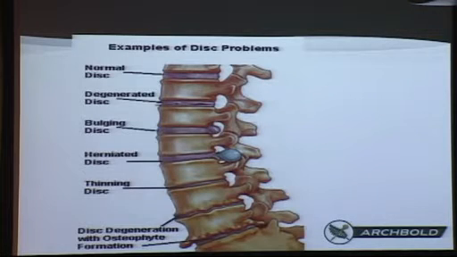Here's a side view of what the disc looks like. You can see a normal disc up here. See, this is starting to degenerate. Remember, these are the shock absorbers. Bulging disc right here. A herniated disc. That one's losing its cushioning ability. And these show more of the chronic changes over time. You see the sort of rattiness along the bone there.